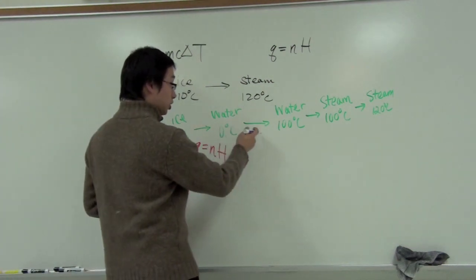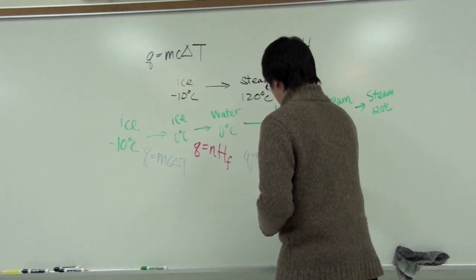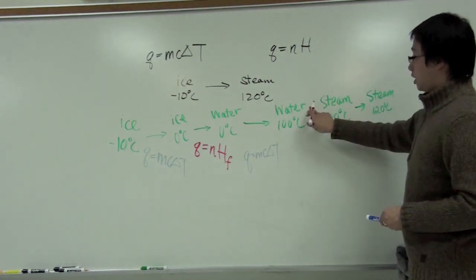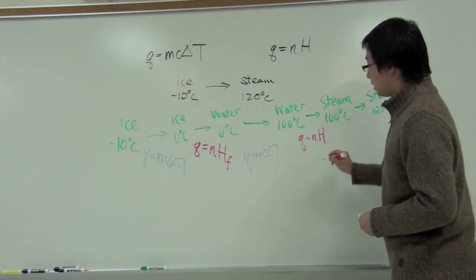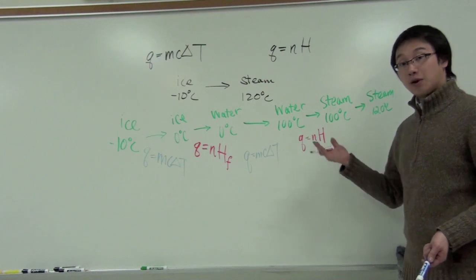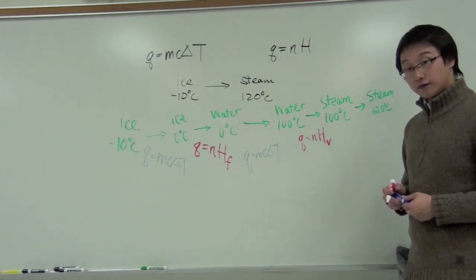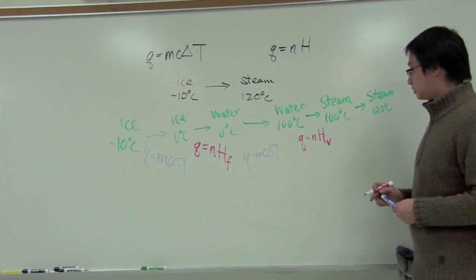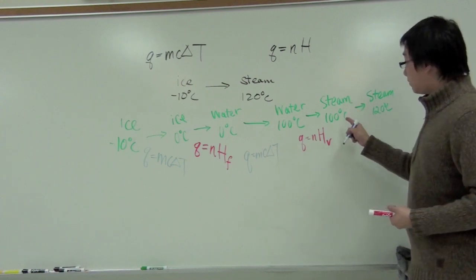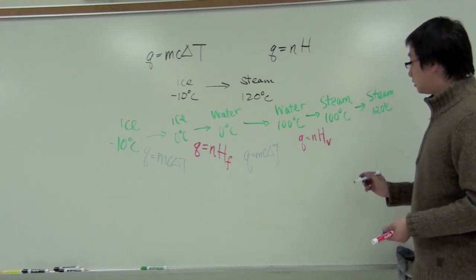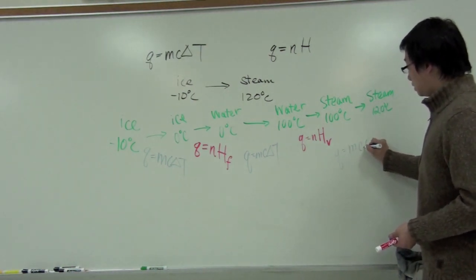We have a change in temperature. So Q = mcΔT. And next one, we have a change in state. So Q = nH. In this case, since we're changing from liquid to gas, we have H of V, the molar heat of vaporization. And for the last one, it is just a change of temperature of steam from 100 degrees Celsius to 120 degrees Celsius. So it will be Q = mcΔT.